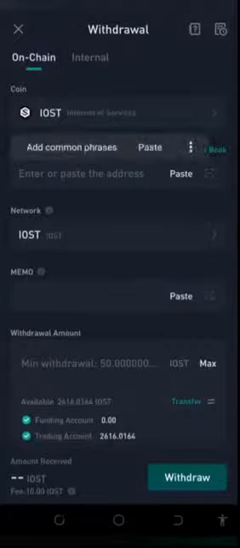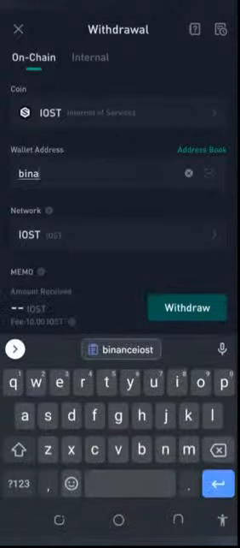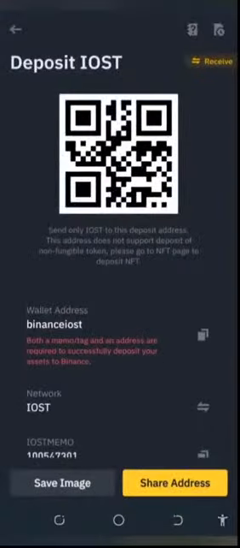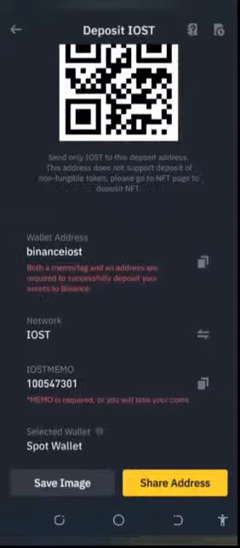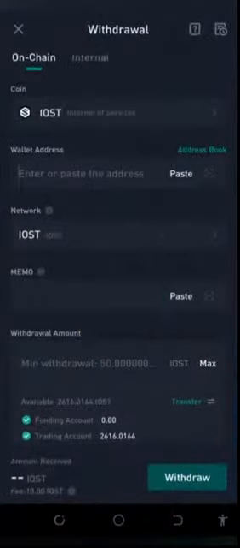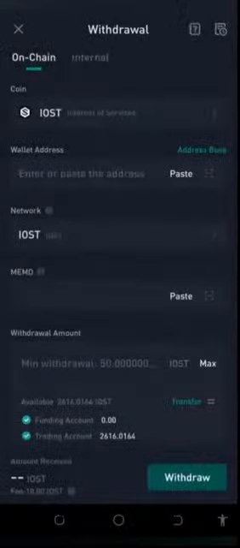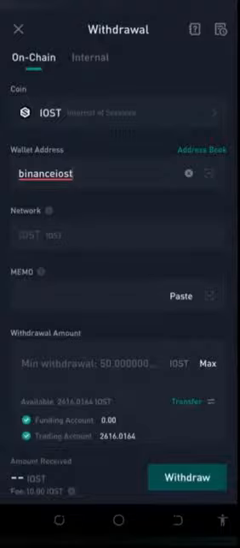Okay, so I was looking for the address. That's it. Okay. Sorry. I think I copied the wrong thing. Let's just go back and copy the right thing. Wallet address. It says Binance IOST. That's interesting. Okay, well, I think I still copied the right thing. I don't know why it's looking like that. I think it was just looking funny to me. Of course, if it was wrong, it wouldn't allow me to paste it. Okay, it looks like it's right.